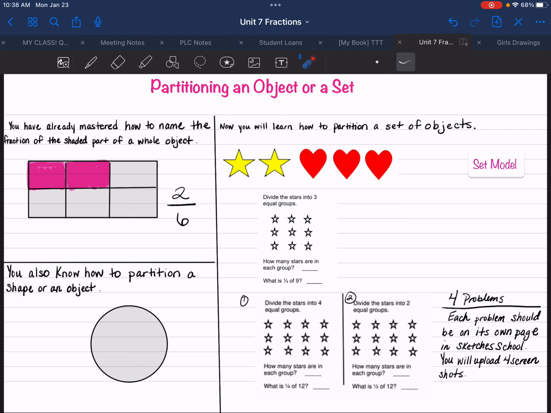Let's look at this part. You also know how to partition a shape or an object. So if you're going to partition the shape or the object, you would be reading a word problem and you would go ahead and partition or divide or cut up the object the way that the story is telling you to. So let's say, for example, you had a pizza and you were going to share it equally between 4 friends. How could you partition this circle into 4 equal parts?